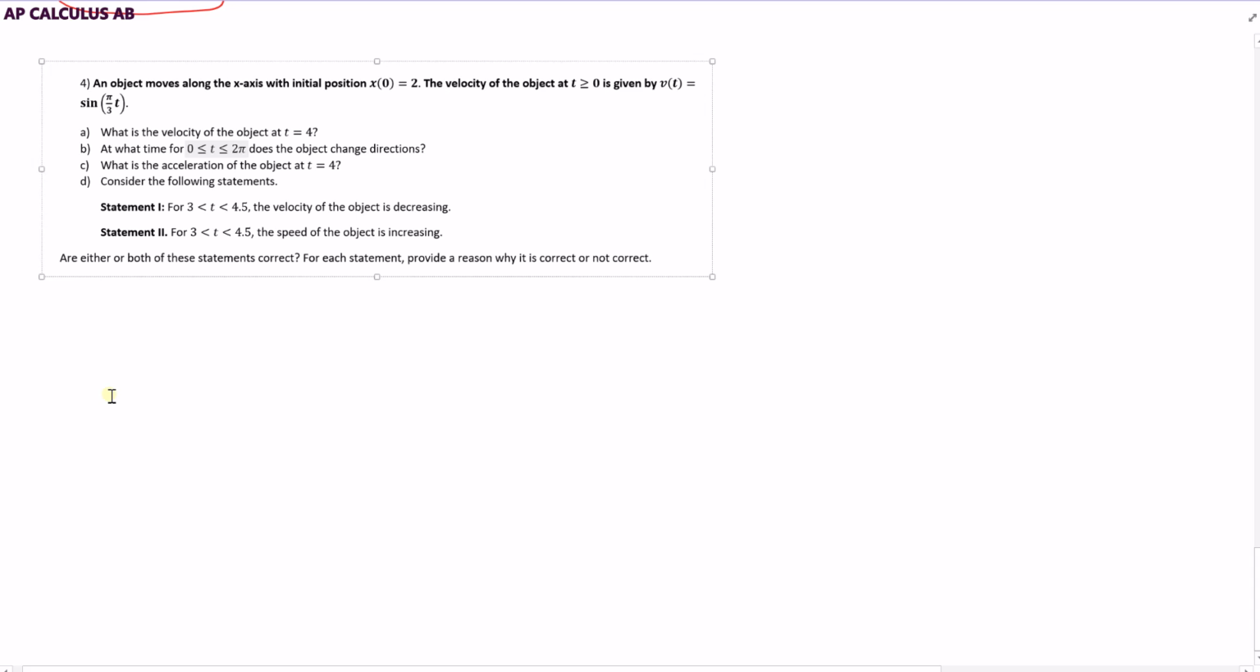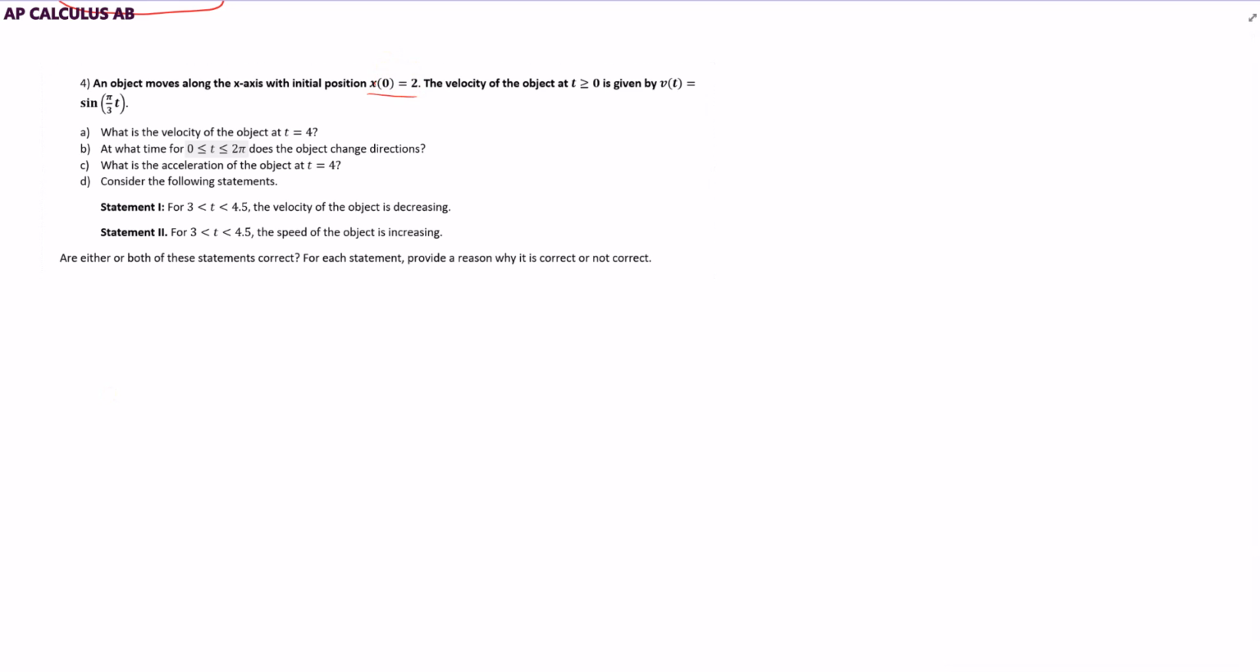Okay, here we are, number 4. It says an object moves along the x-axis with initial position x of 0 equals 2. All that means is that after 0 seconds, it starts at 2. So when it starts, its position is 2.